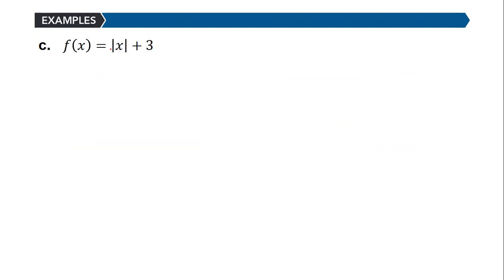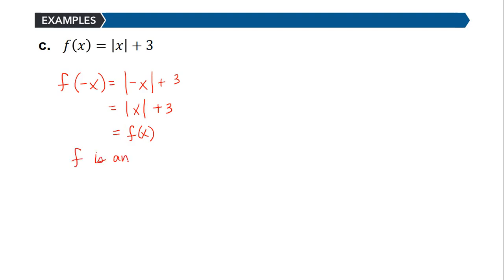Part C is f of x equals the absolute value of x plus 3. We want to find f of negative x, which is the absolute value of negative x plus 3. But the absolute value of negative x is the same as the absolute value of x. The absolute value of x plus 3 is the result, and this is the same as the original function. So since f of negative x is equal to f of x, we say that f is an even function.